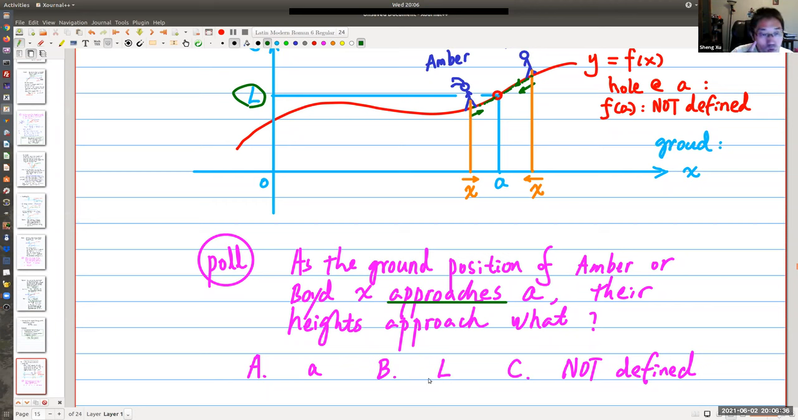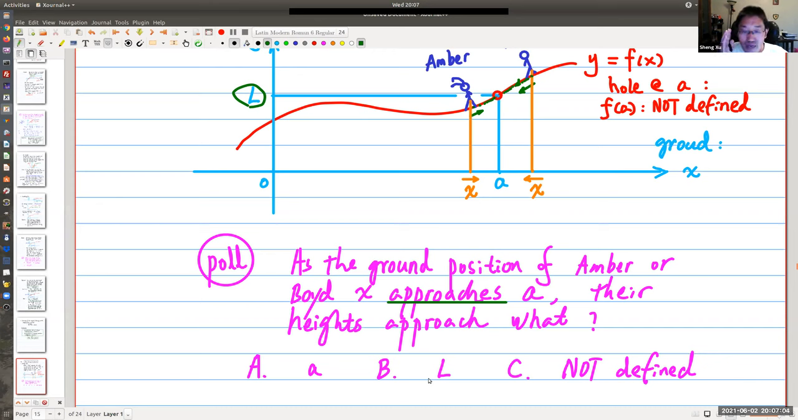Some of you choose C, not defined. At this time, I say that's also a good answer, because you thought, oh, right at A, the height is unknown. It's a hole over there, so it's undefined. So probably you thought X somehow equals A, then the height is not defined. But I will clarify later, okay?